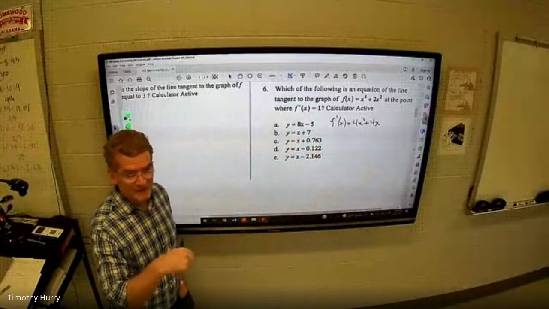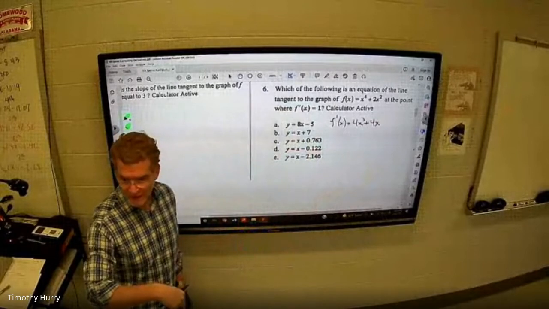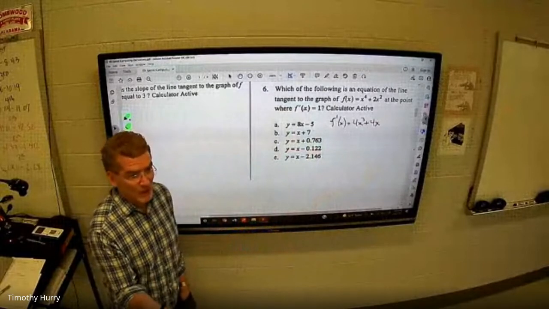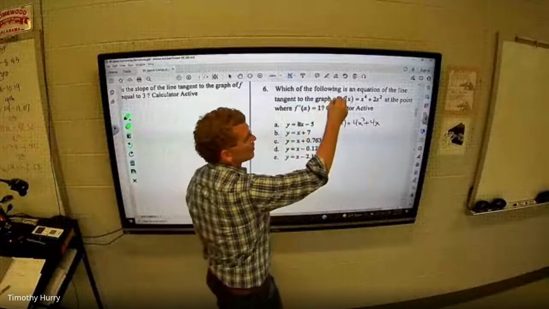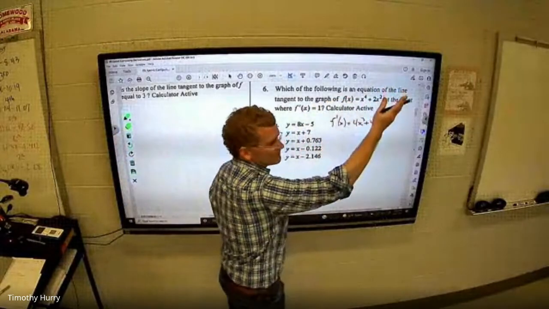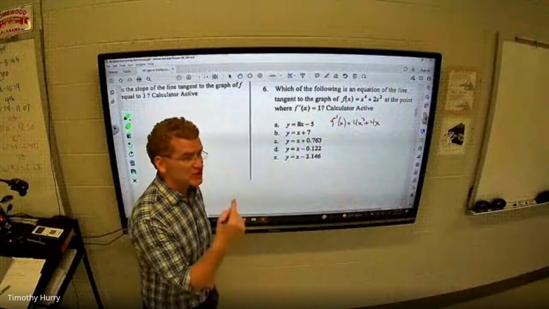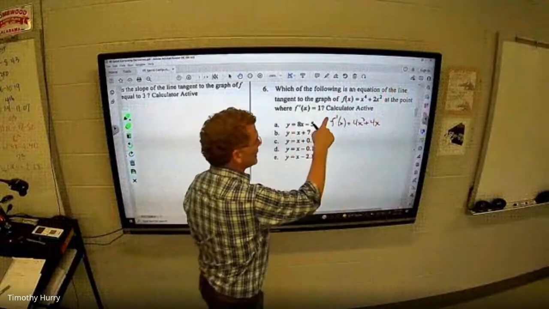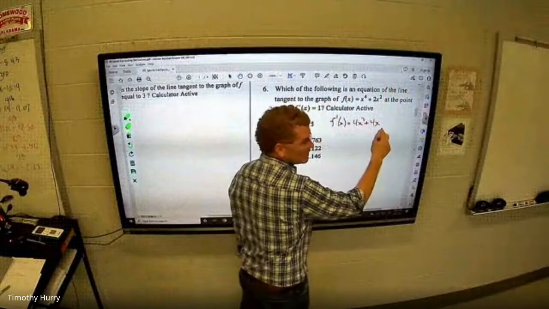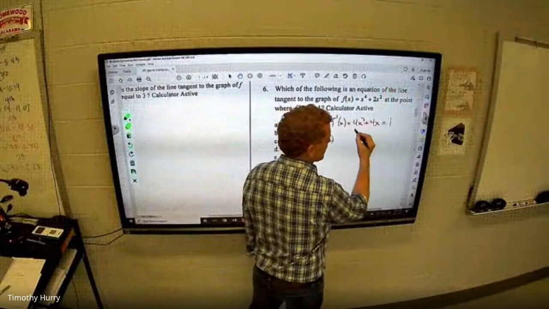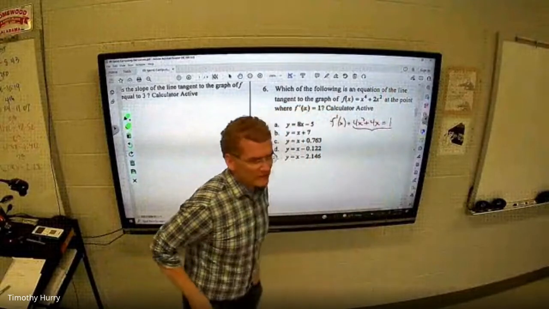Because if I knew x was 1, then I would have the x coordinate of the point, wouldn't I? And I could just plug the x coordinate right in there and get the y coordinate. I don't know the x coordinate. All I know is the slope is 1, and that's the slope. So if I set that equal to 1, can you solve?